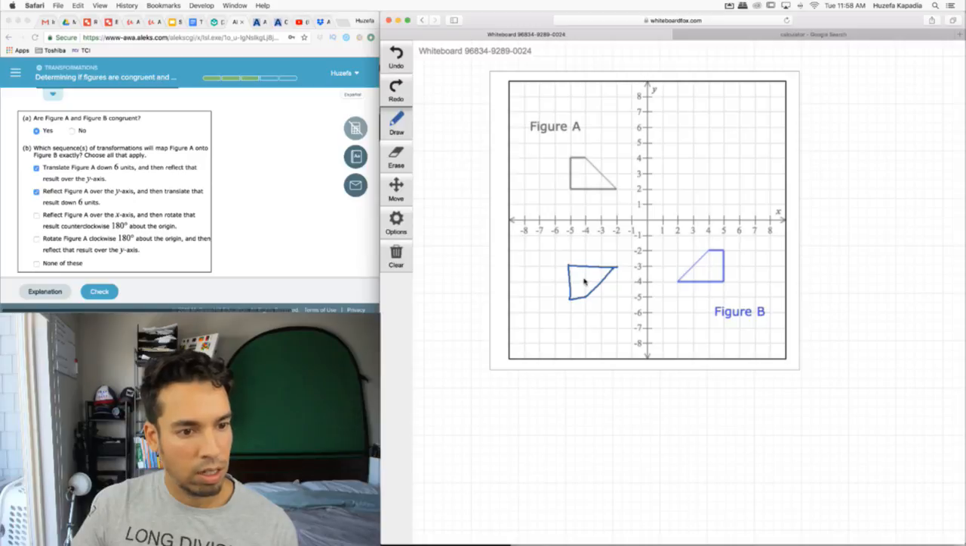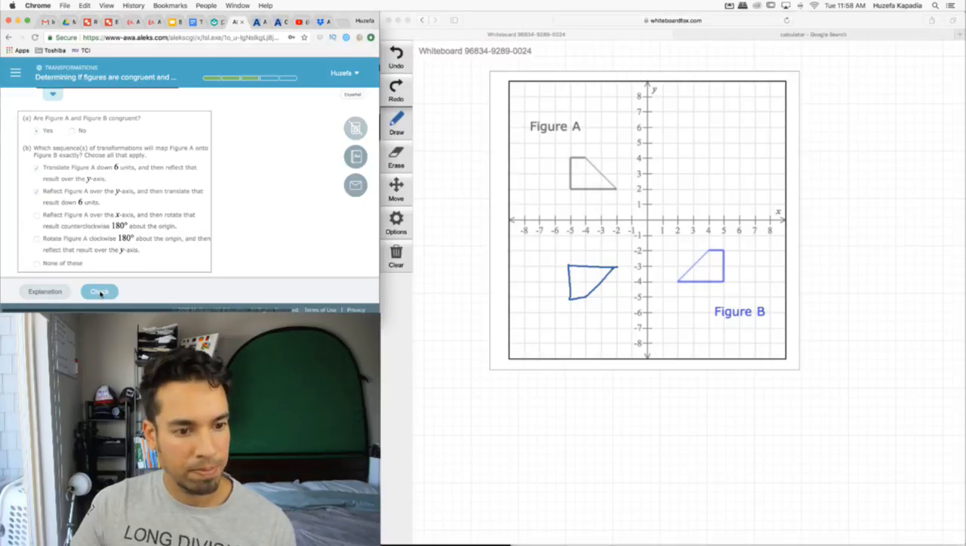And then rotate counterclockwise 180, which goes back up here. That won't work. Rotate figure 180. That would go here and then reflect across the y-axis. And that would go back here. So no, only those two.